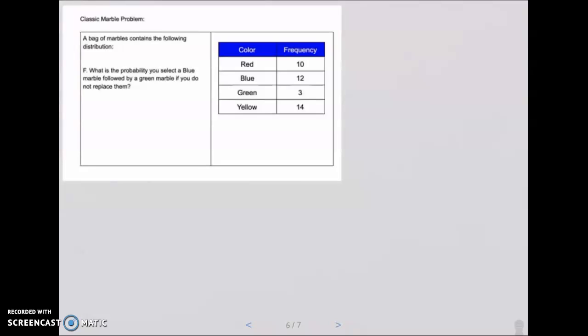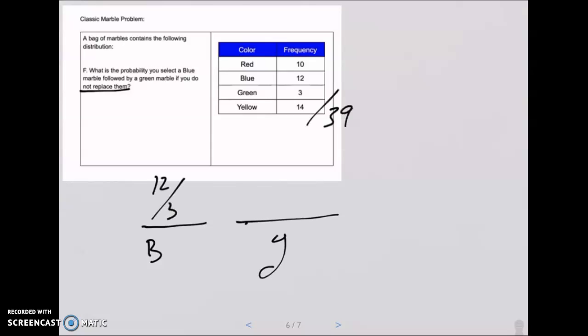What's the probability you select a blue marble followed by a green marble if you do not replace them? So again, here we go. This first one's going to be a blue marble. And then we got a green marble after that. So we got 12 blue marbles out of the total, and we know that there's 39 total.